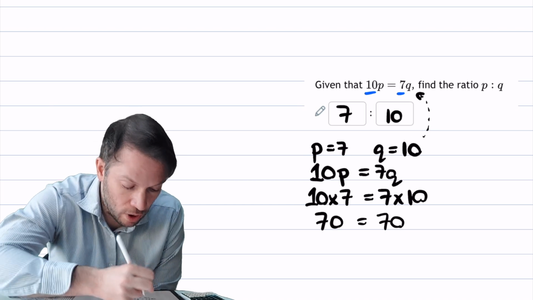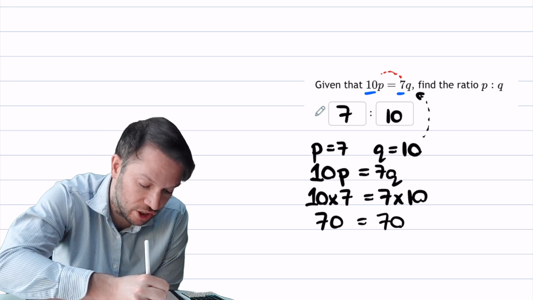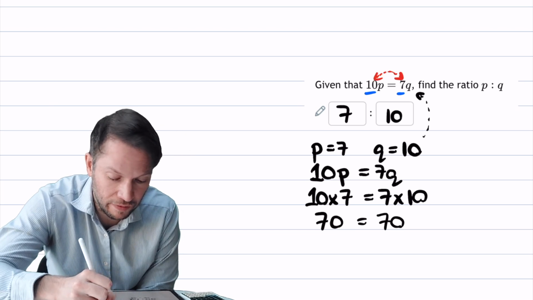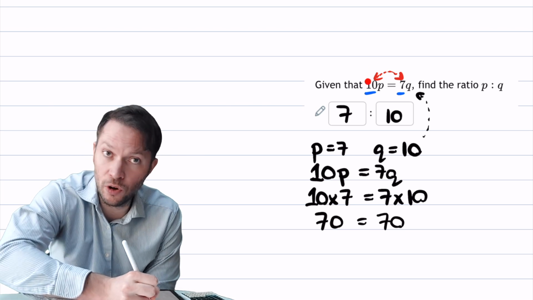So in general, whatever these numbers are here, you actually swap them round to get the ratio. So if 10p is equal to 7q, the ratio of p to q is actually 7 to 10, not 10 to 7.